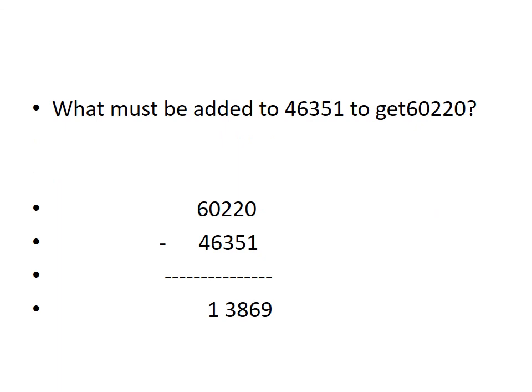What must be added to 463,591 to get 60,220? What must be added means, don't get confused with the word added. You have to subtract both the numbers. Okay? How much you add in this first number to get the second? How much you add in 10 to get 15? That means 15 minus 10 is equal to 5. Same thing you have to do in this. Subtract the number.